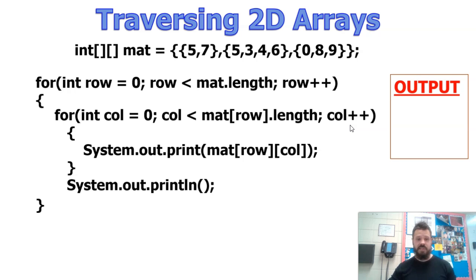Okay, column goes up by 1 every time, and then from there we can go System.out.print. Okay, matrix at the individual row, the individual column. Once that loop's done, we will add a new line to move on to the next line. So printing that as row equals 0, we'll run through each column in that row and print off the 5 and 7. Can then move on to the next line. Row in my outer loop will become 1, so we'll run through each individual item in the second array, I should say. There's the 5, 3, 4, 6. New line. Okay, row is now 2. We get the 0, 8, 9.